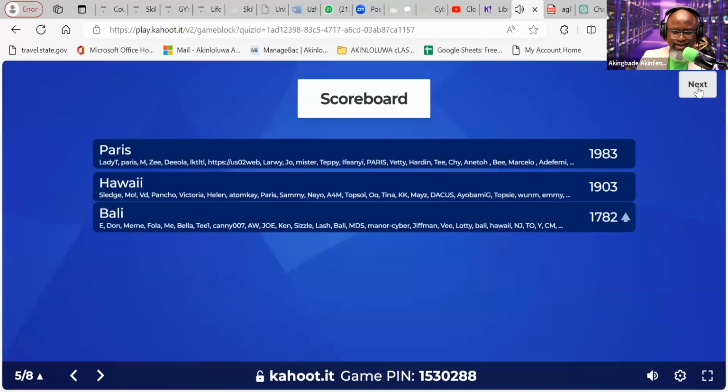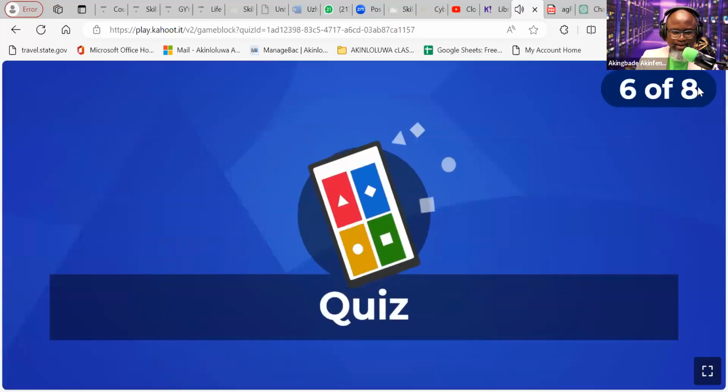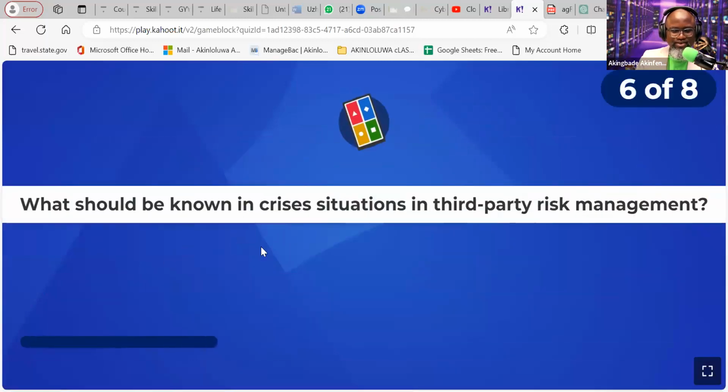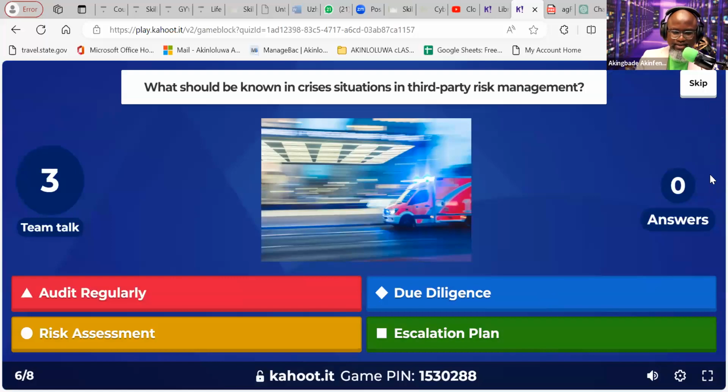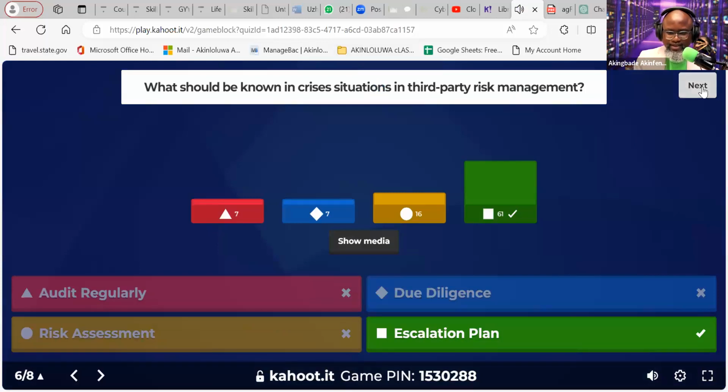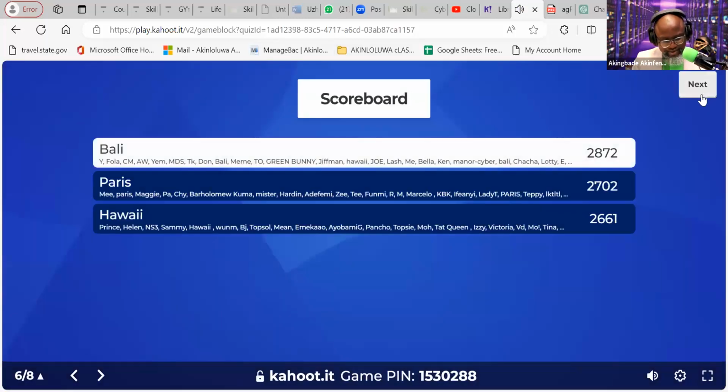Excellent. Okay, let's go. Bali is winning. What should be known in crisis situation in third-party risk management? Escalation path, due diligence, risk assessment, audit monitoring. What should we know? Excellent. All right, we're almost done here.